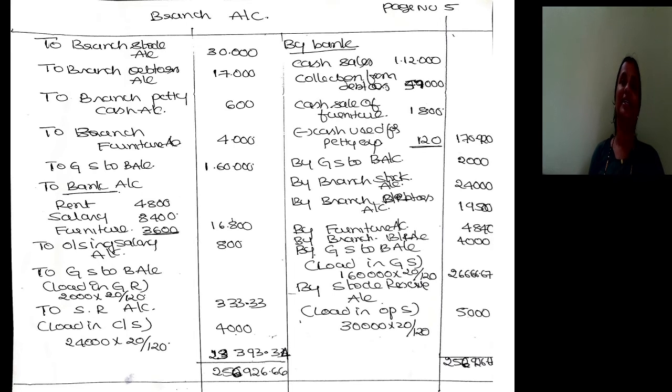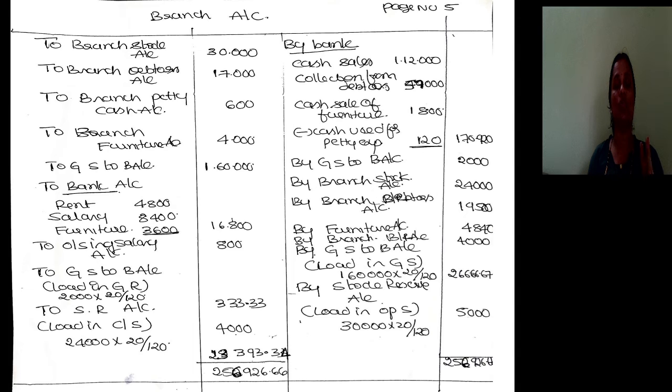So we are preparing branch account under debtor system when goods are sent at invoice price. When goods are sent at invoice price, all four transactions relating to goods will be recorded at invoice price. So there will be loading. First we have to identify loading in goods. Opening stock: journal entry stock reserve account debtor to branch account. 30,000 represents 120; what is 20? It means 5,000.